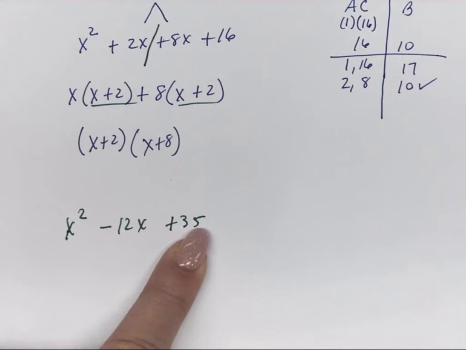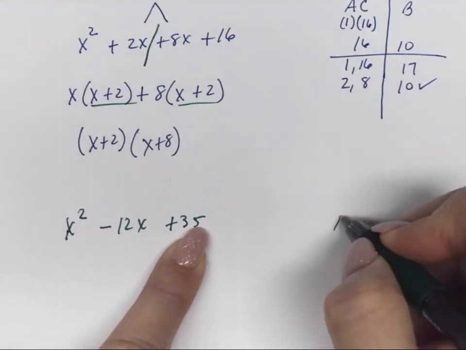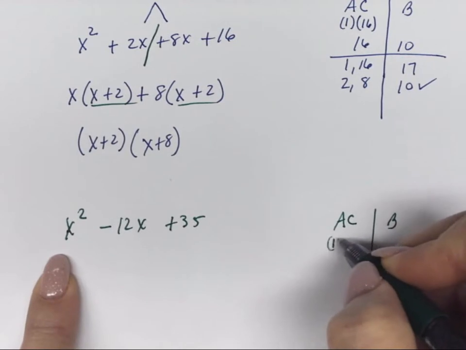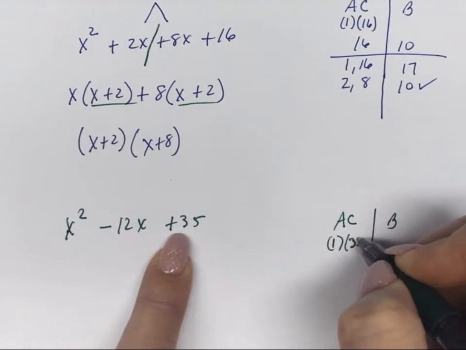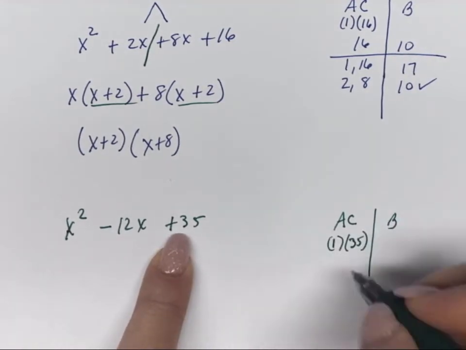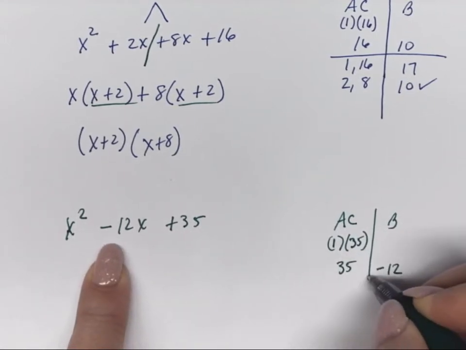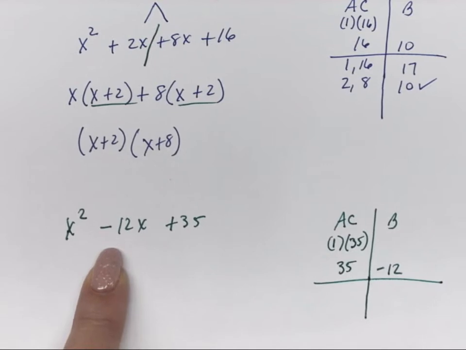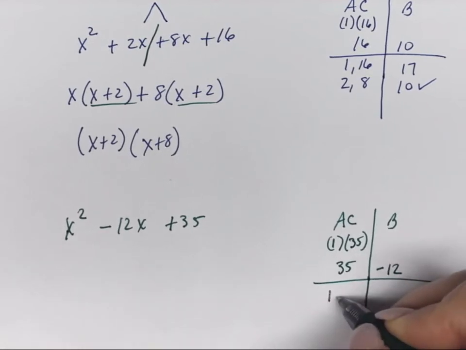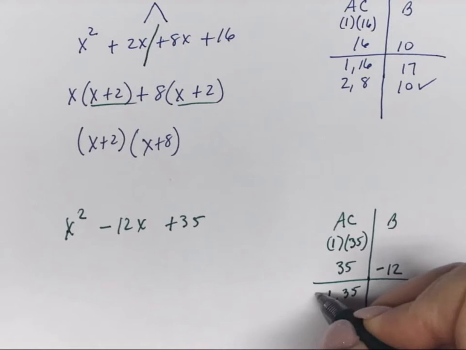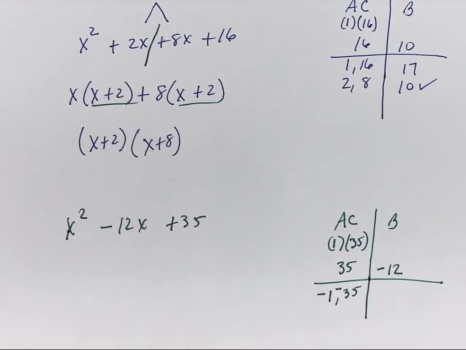Again, no common factor there. So we have our a times c trying to get to b. A is 1, c is 35. So 1 times 35 will get us 35, and we're trying to get to a negative 12. So again, we'll start with 1 times 35 gets us 35, but I have to get a negative over here. But I have to get a positive, so that tells me that both signs have to be negative.